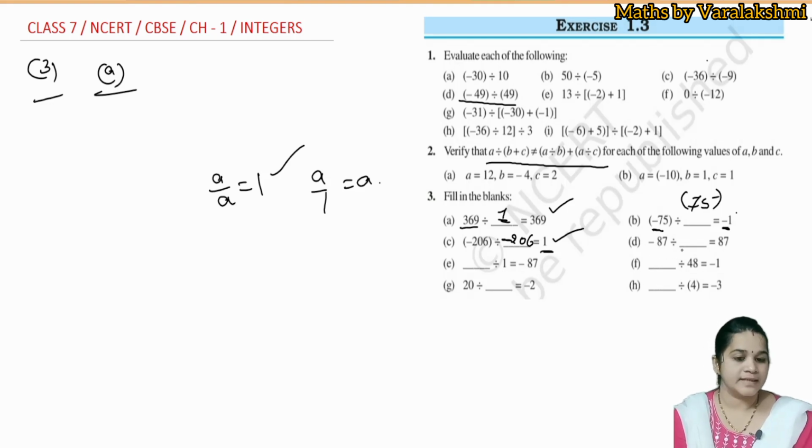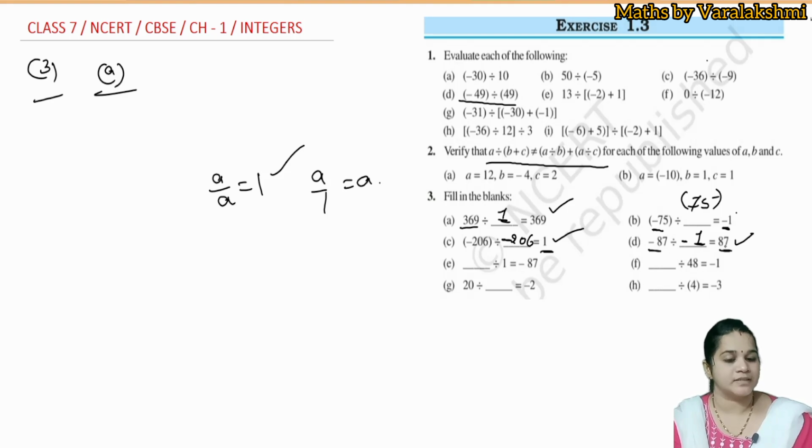D. Minus 87 divided by question mark is 87. Here the answer is positive and the first integer is negative. To get the positive answer, we need to divide this negative integer by a negative integer only. So minus 1 to get the answer 87. Minus divided by minus is plus. 87 by 1 is 87. If 1 is there in the answer, we will write minus 87 over here. Okay. Next, see, here is the question like D only.